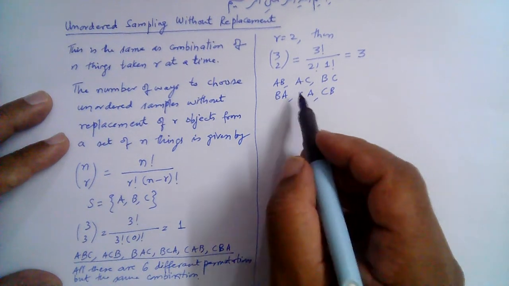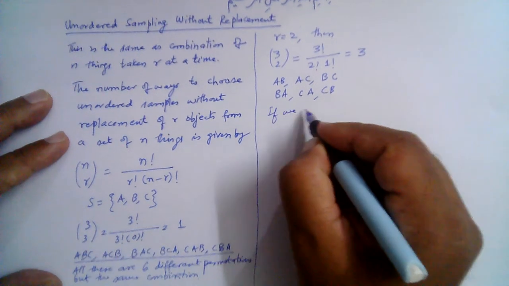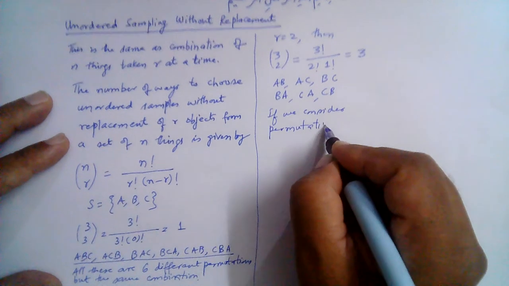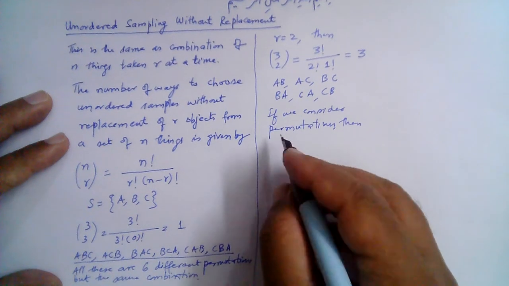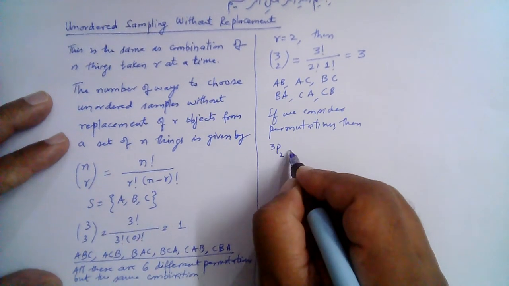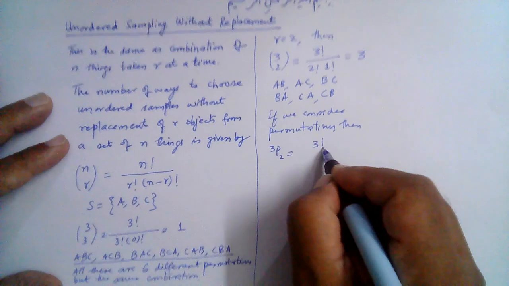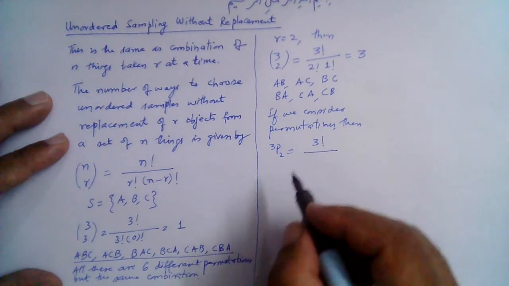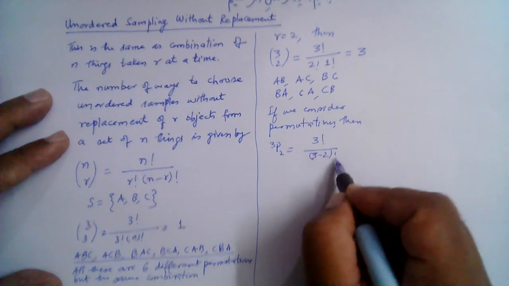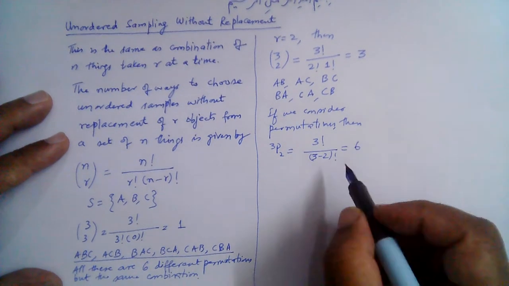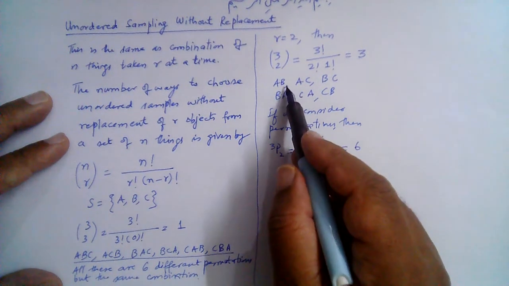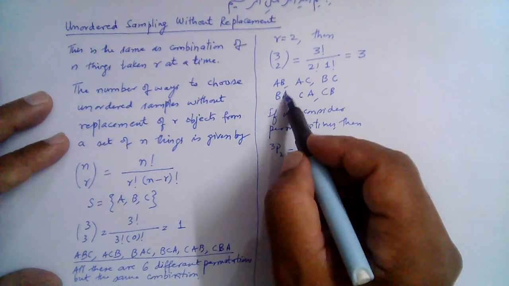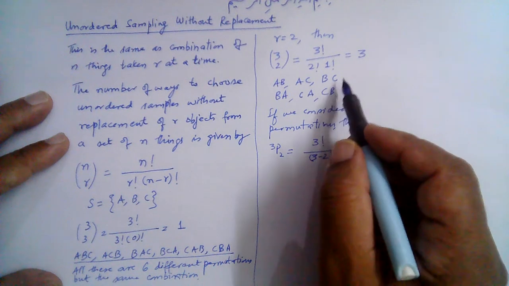So if we consider permutations, then permutations of three things taken two at a time is given by 3 factorial divided by 3 minus 2 factorial, right? So that is basically 3 factorial, and that is 6. So 6 permutations are possible, which are listed here, right? So these six are permutations, but if we consider them as combinations, this is the same combination, this is the same combination, and this is the same combination. The number of combinations is 3.